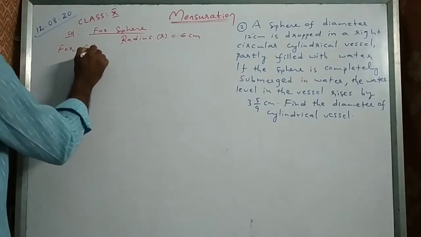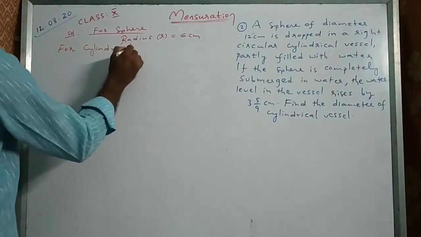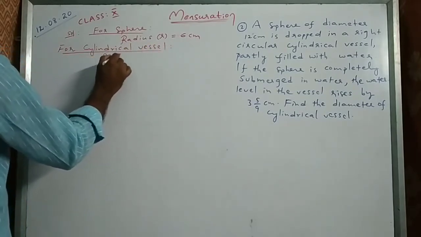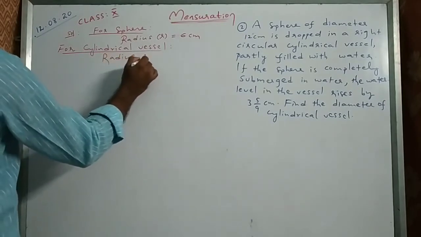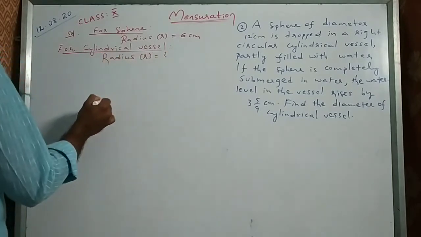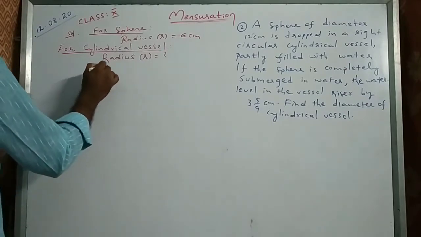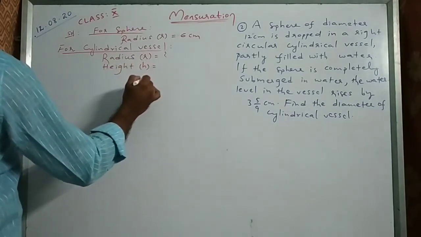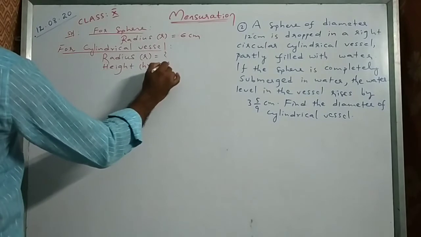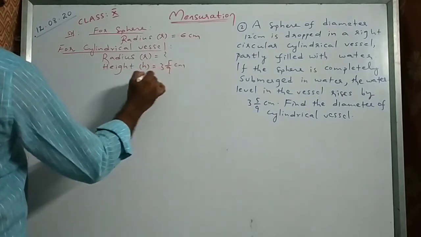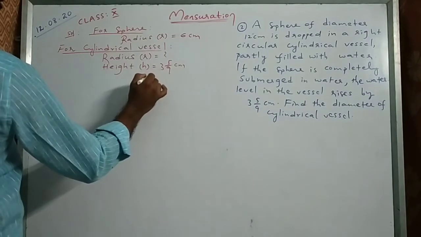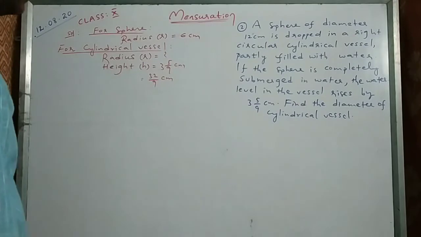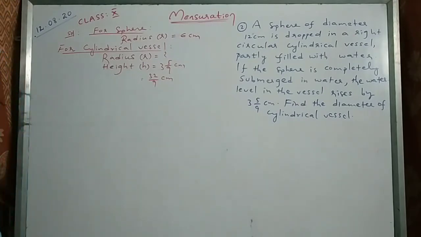For cylindrical vessel, radius r equal to question mark. Radius we should find, height h equal to 3 5 by 9 cm. 9 3s are 27 plus 5, 32 by 9 centimeters. The water level rises by 32 by 9 cm.